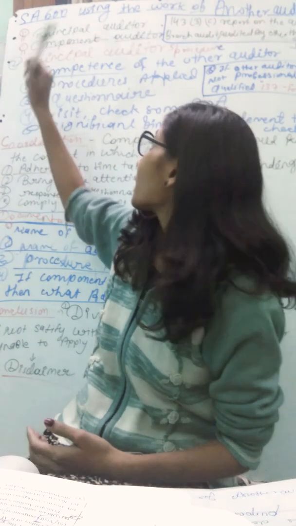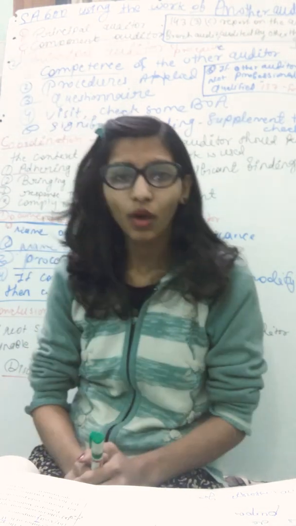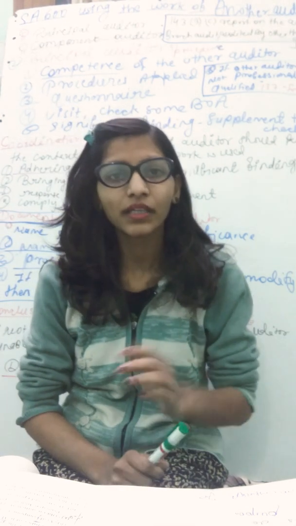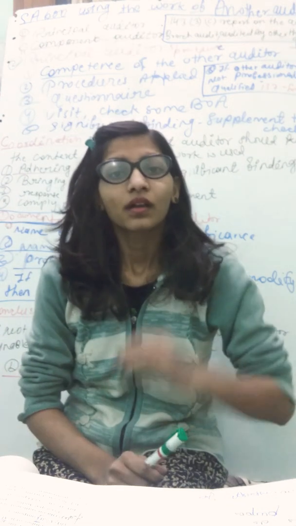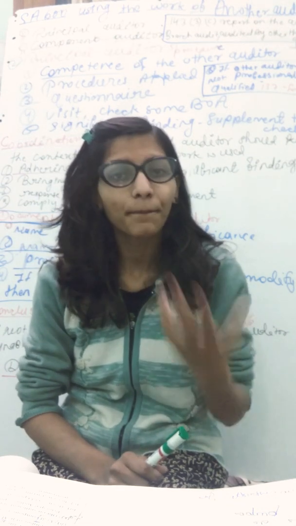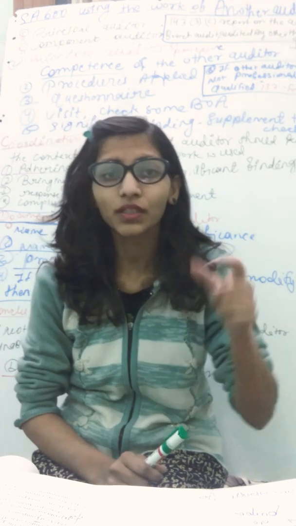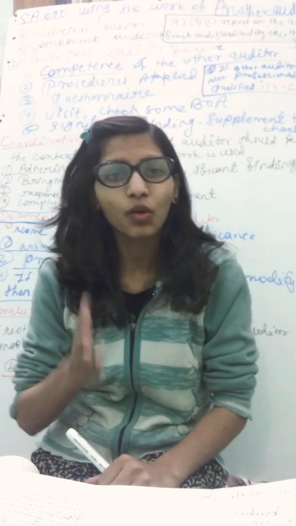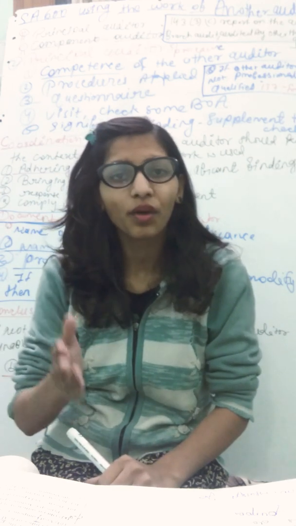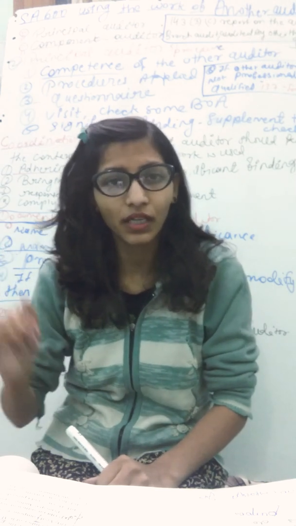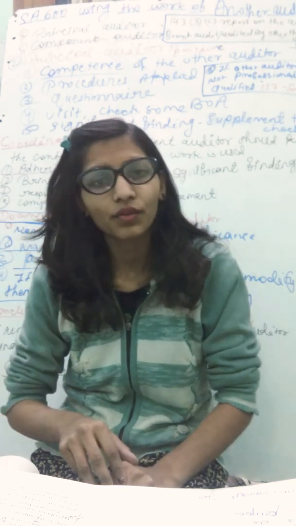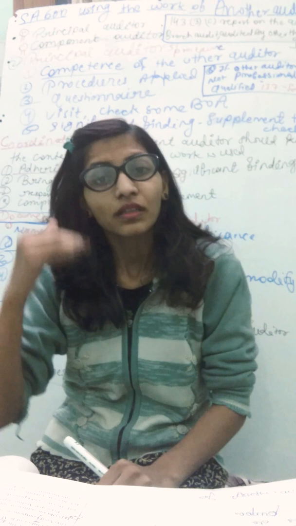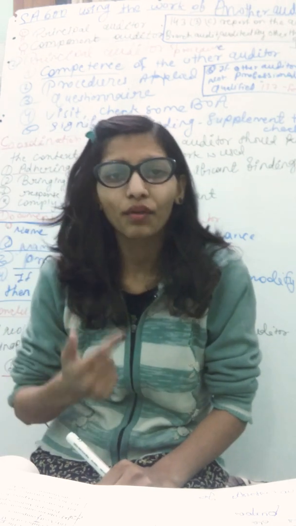Here, what is the procedure adopted by the principal auditor? Firstly, we see the competence of the auditor of the branch or subsidiary. If the auditor is a member of the Institute of Chartered Accountants of India, then it's okay. But if he is not a member of ICAI, then you should check the competence of that person.